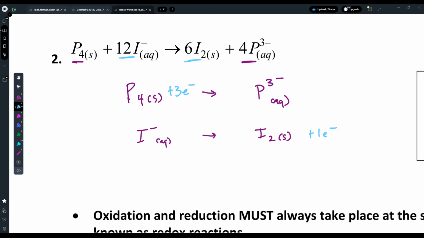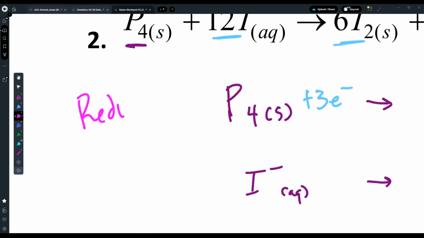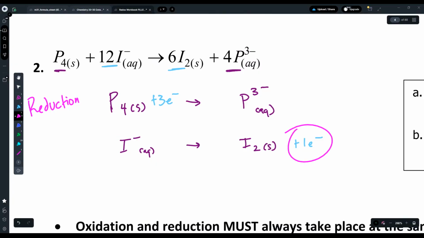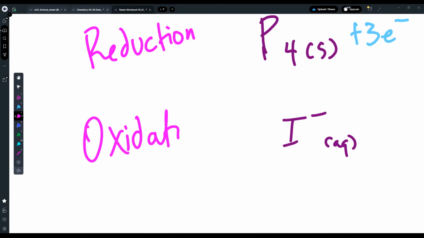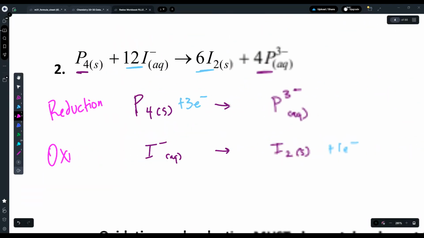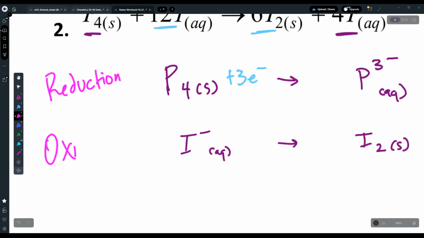All right, so let's label these. For our first one, we have electrons on the reactant side. That means they're being gained, so that means reduction. And then for the other reaction, our electrons are on the product side, so those electrons are being lost, so it's going to be oxidation. Okay, so remember, every redox reaction has reduction and oxidation happening at the same time.